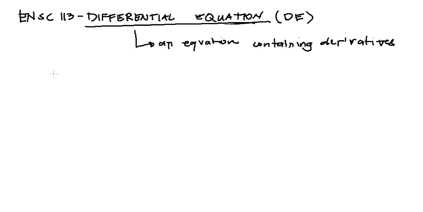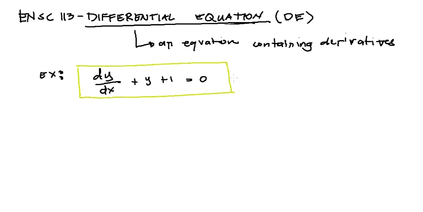So if we have an equation, for example, if we have this equation, the derivative of y with respect to x plus y plus 1 is equal to 0, this equation here is called a differential equation because it contains this derivative, the derivative of y with respect to x.